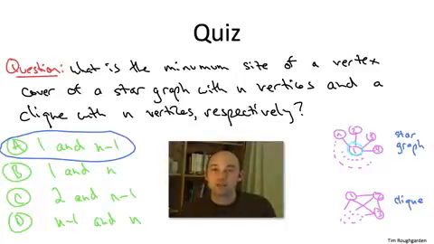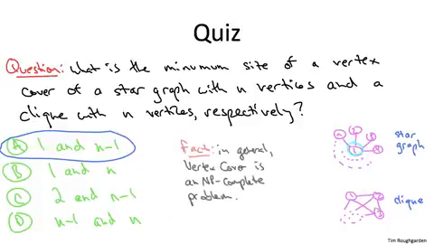But when you're talking about general graphs that you don't know anything about, computing the minimum cardinality vertex cover is in fact an NP-complete problem. There is no polynomial time algorithm that solves it unless P equals NP. So that's definitely a bummer.